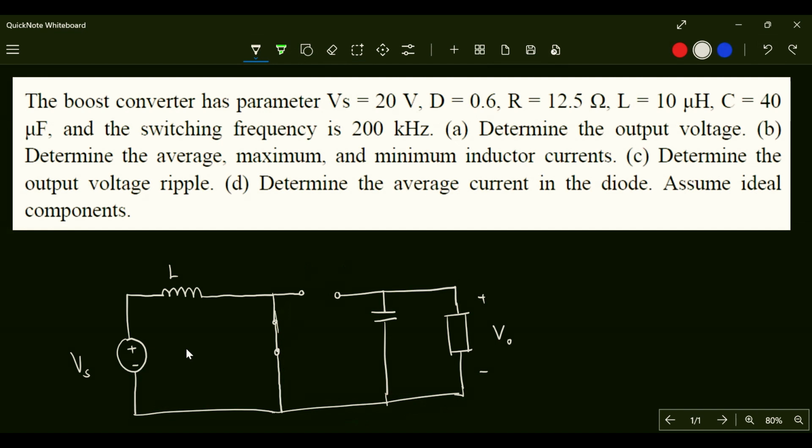So there's no current going to this part of the circuit. Like I said in the other videos, I'm going to derive the equations that are involved, but for now I'm just explaining the principle of operation of this circuit. During the time when the switch is closed, the inductor is going to charge up. It's going to store energy.